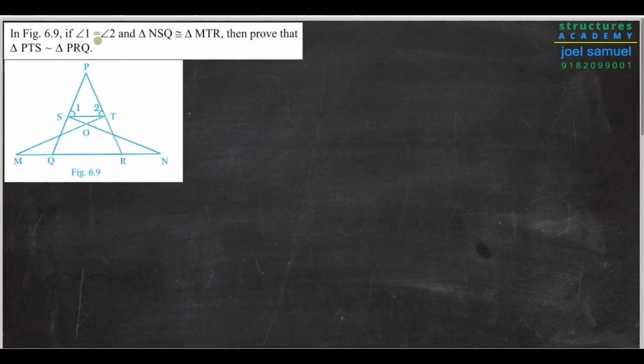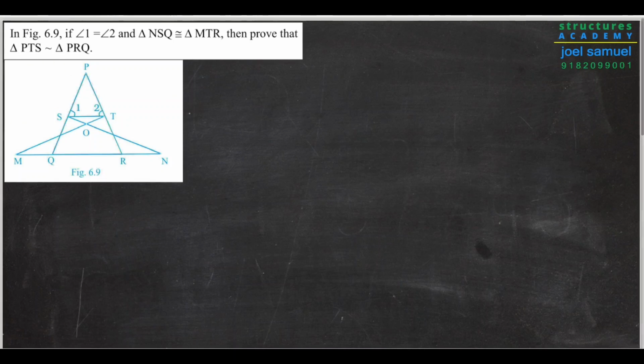So looking at the figure, let us try to interpret what has been given. Angle 1 and 2 are equal, which means this angle and this angle are equal, as a consequence of which PS and PT are equal sides. Then we are told triangle NSQ, which is this triangle, and triangle MTR, which is this triangle. So these two triangles are congruent, which means their sides are equal, their angles are equal as well. Then prove that triangle PTS and PRQ are similar. PTS is this triangle and PRQ would be this large triangle. So we've got to prove them as similar.